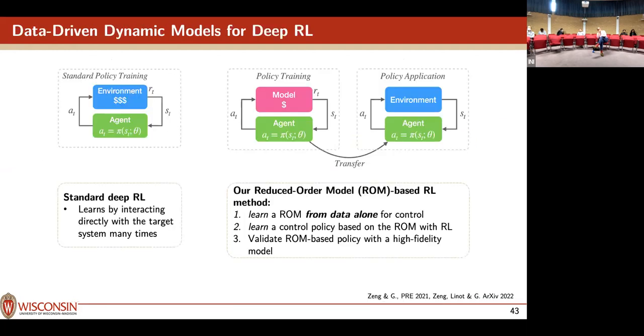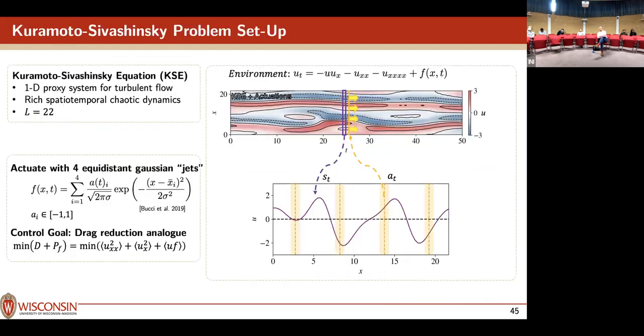So I have a backup slide which I can show on that, but because we're running a little low on time, I just wanted to get to the reduced order modeling aspect too. So we've got Kuramoto-Sivashinsky now, and what we're doing is adding a forcing in the form of four localized regions where we impose a Gaussian forcing on the system. You can think of them as jets.